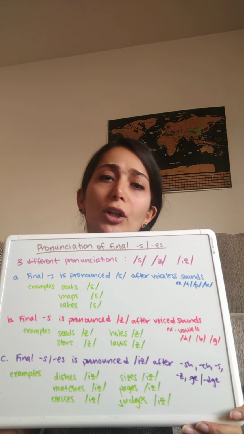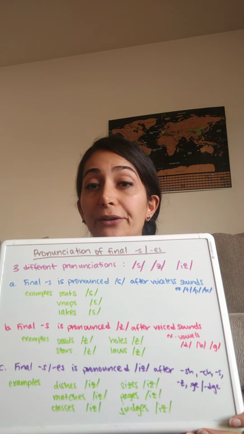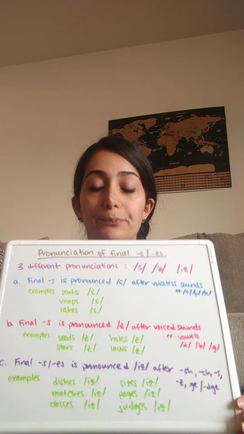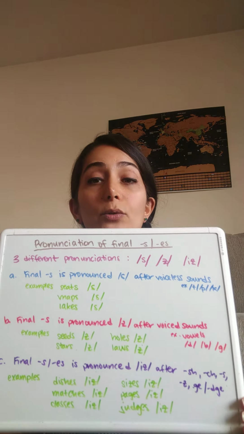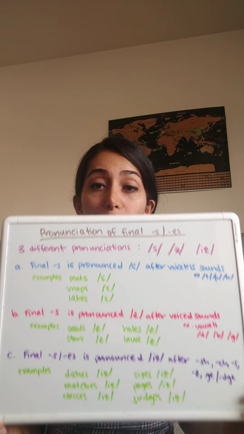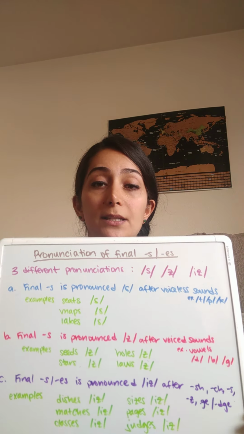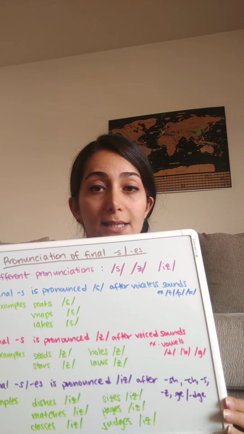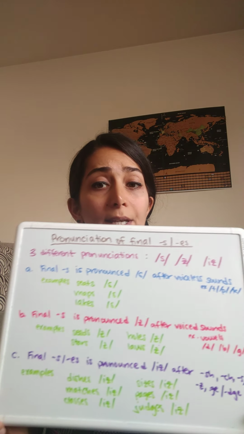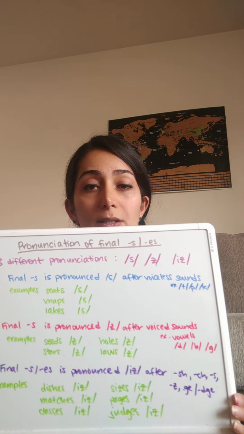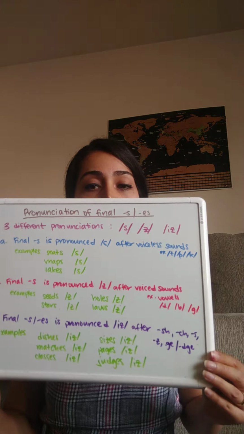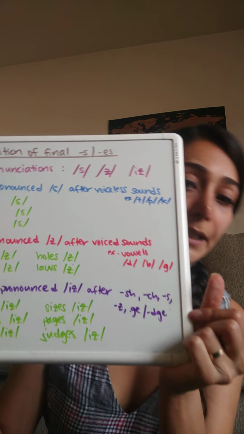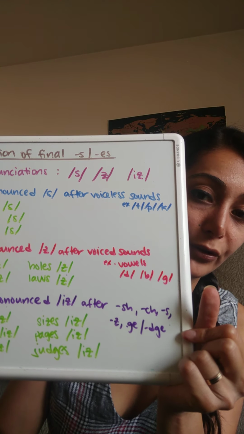So again, plural or third person singular verb forms follow this for the pronunciation of the final s or es endings. We have three: s, z, and iz. S is voiceless, for words ending with voiceless sounds. Z is voiced, so words ending with voiced sounds. And then iz has special sounds that you just have to memorize.